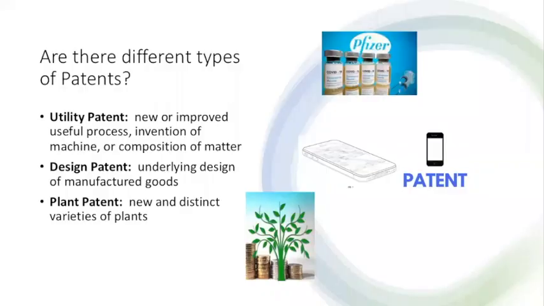There are 3 patent application types you can pursue. Utility patents, which protect new or improved useful processes, inventions of machines, or composition of matter. Utility patent applications are by far the most common patent type granted. Design patents protect the underlying design of manufactured goods. It is important to note that something eligible for design patent protection might also be eligible for trademark protection, which could be better since it lasts longer. Last, plant patents protect new and distinct varieties of plants. Keep in mind, you cannot get a plant patent for a discovery of an existing plant.